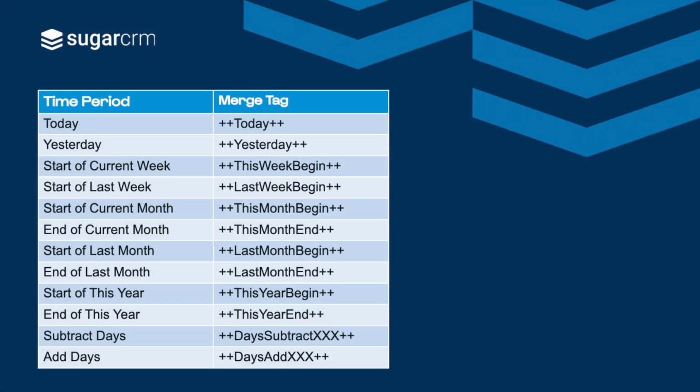Here is that merge tag table that I referenced earlier that might include things not part of the drop-down list options. I recommend keeping that handy.